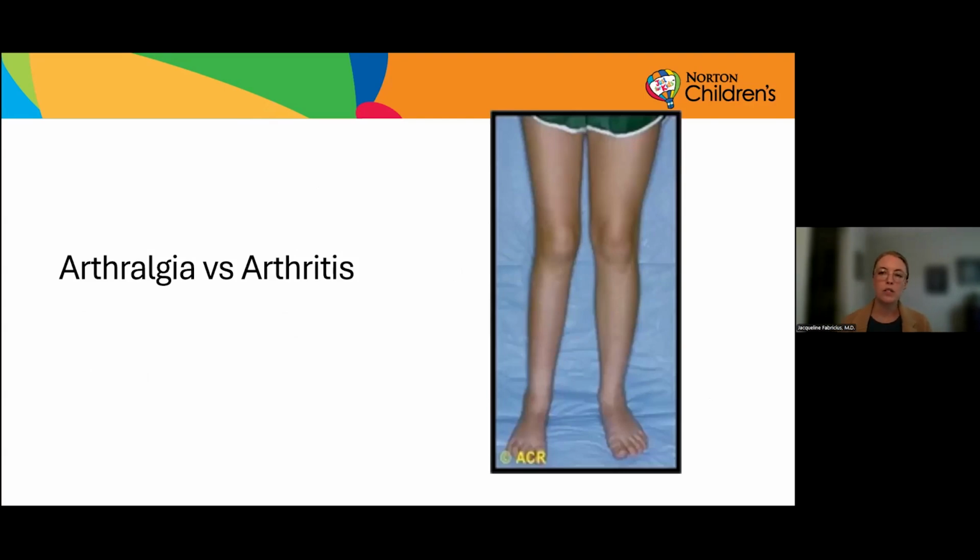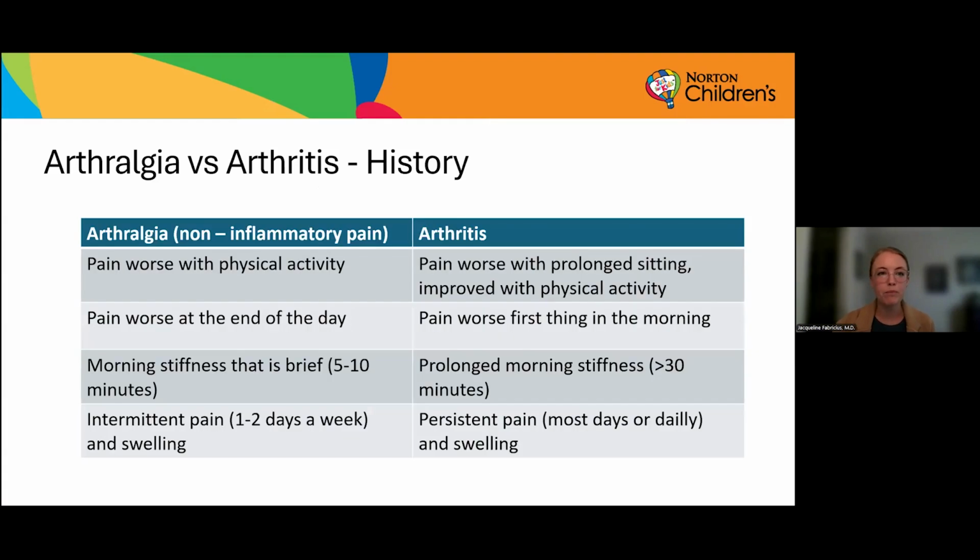So as a rheumatologist, how do I go about distinguishing between arthralgia, which is just pain in a joint space, versus arthritis, where there's actual inflammation in the joint space? And in general, this really can be done by the history and the physical exam alone without the need for imaging or other testing. So when I'm taking a child's history, these are some of the things that I'm going to be paying close attention to that help to distinguish between non-inflammatory pain and arthritis or inflammatory pain.